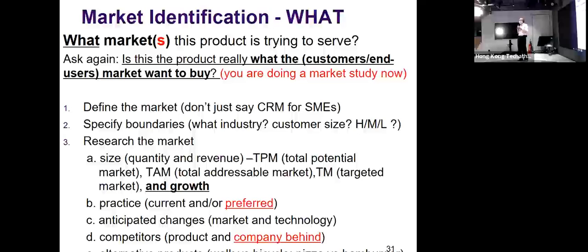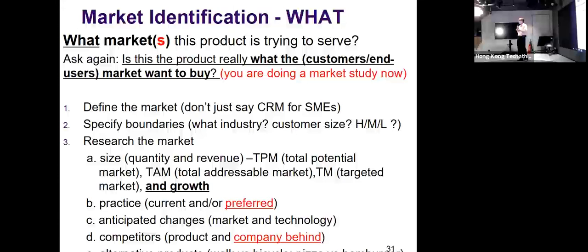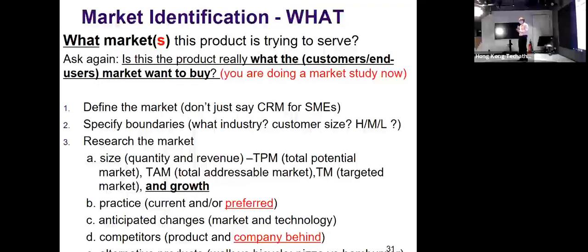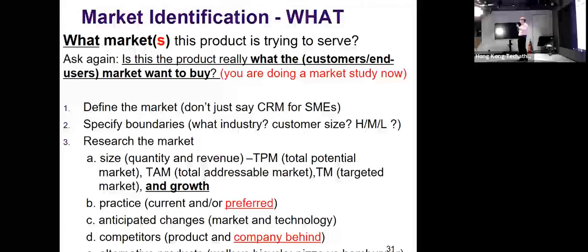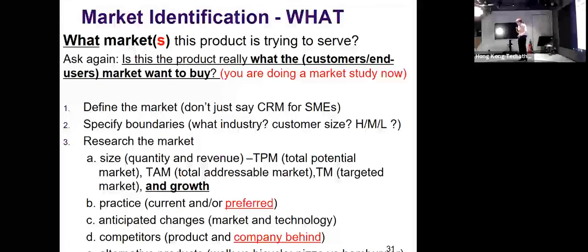What is the size? The size is quantity times value. Value meaning the unit price. Total potential market, total addressable market, and total market. Let me give you an example of this two. Imagine you are doing a drug, again, for diabetes. Okay, a drug for diabetes. The total potential market are all those people having diabetes. Okay, total potential market. Everybody in the world or in the place having diabetes.